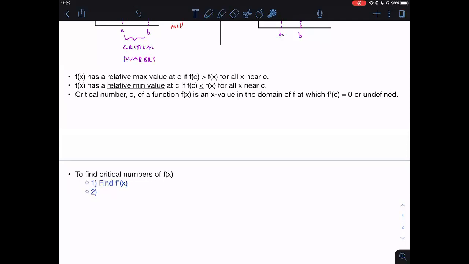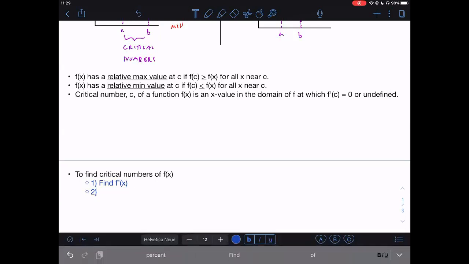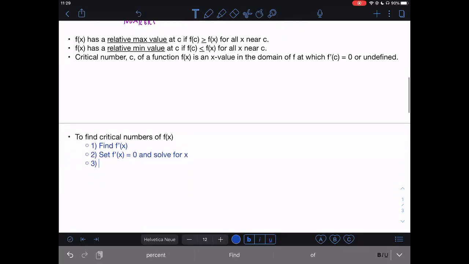Recall from algebra, how do we solve for the zeros of a function? By setting that function equal to 0 and solving for x. So the second step: set the first derivative equal to 0 and solve for x. And that will give us our critical numbers. And the third step deals with finding the relative max or min.